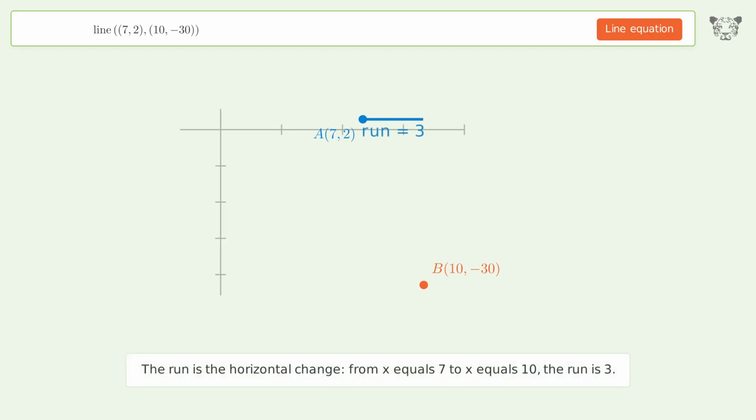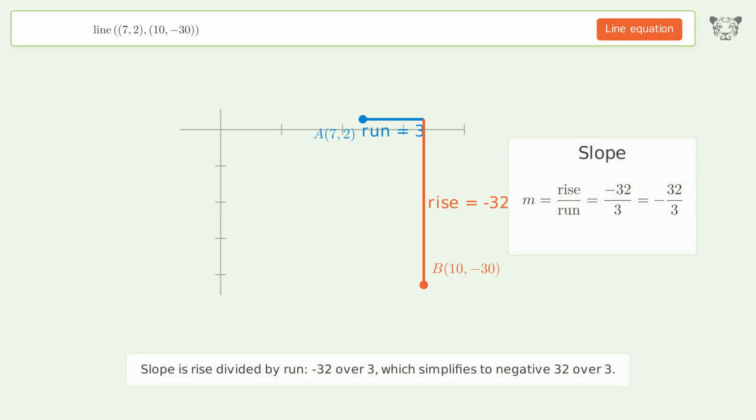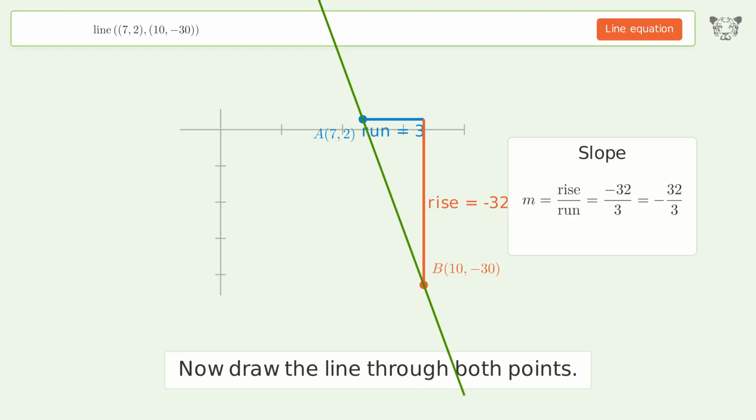The run is the horizontal change, from x equals 7 to x equals 10, the run is 3. The rise is the vertical change, from y equals 2 to y equals negative 30, the rise is negative 32. Slope is rise divided by run, negative 32 over 3, which simplifies to negative 32 over 3. Now draw the line through both points.